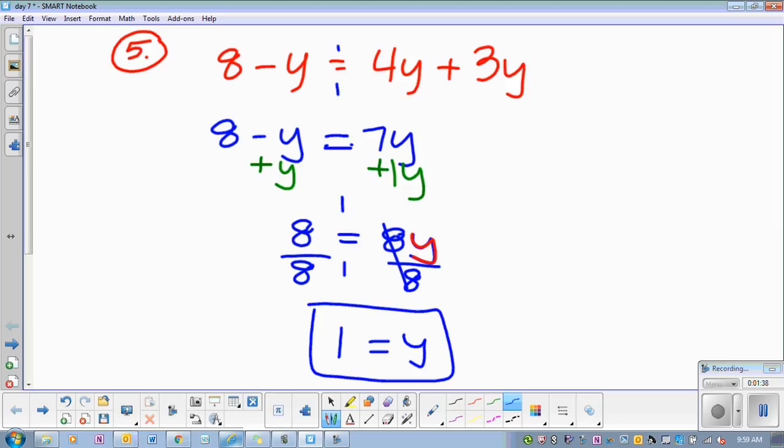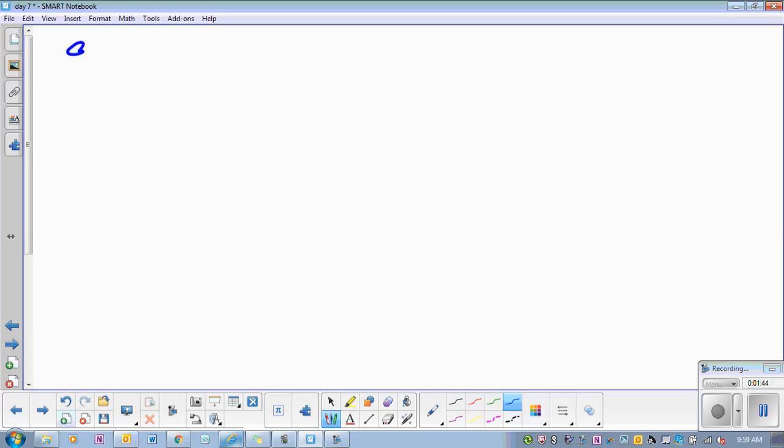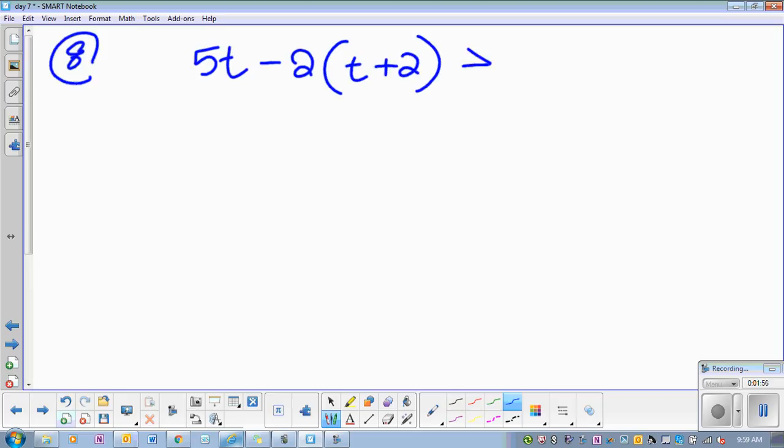Good. Can we do number 8, please? Yes, Tom. Do you think points off if the variable isn't on the left side? No. So 5t minus 2 times t plus 2 greater than or equal to 8. All right. First, share was equal to 2.